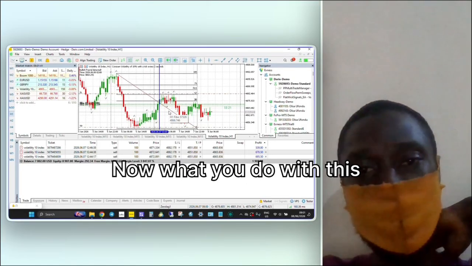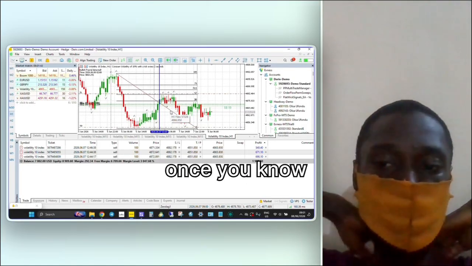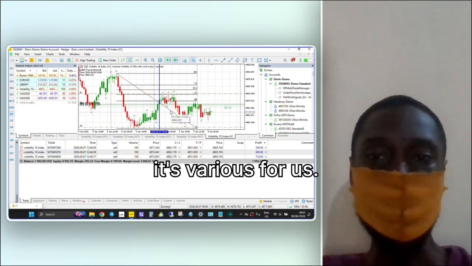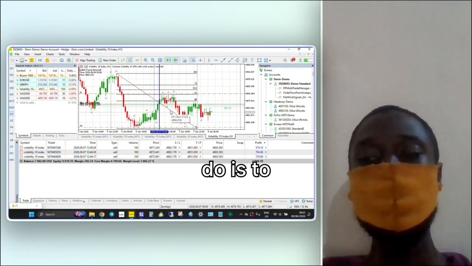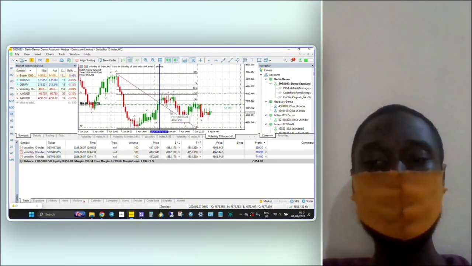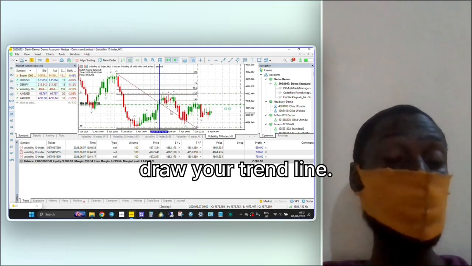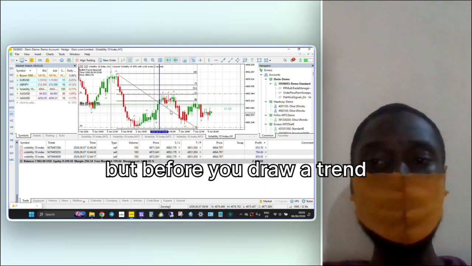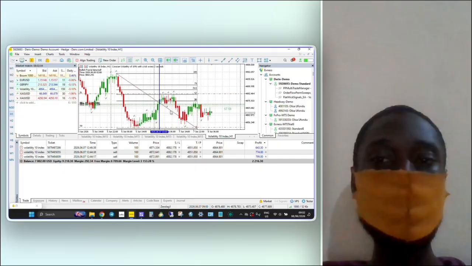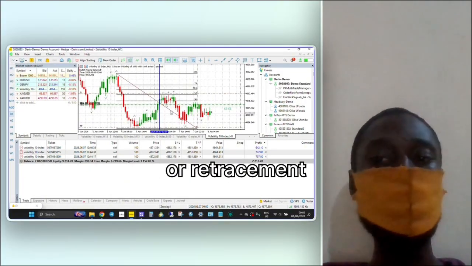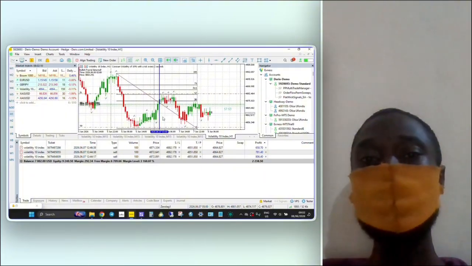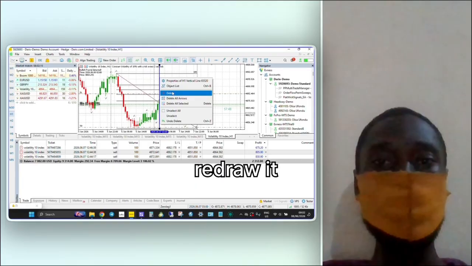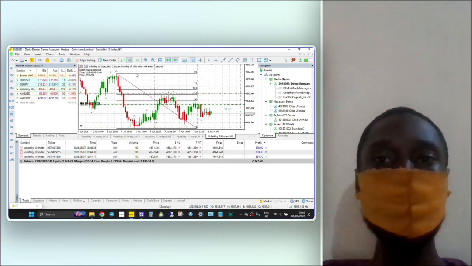Now what you do with this strategy, once you know what your trend is, in this case it's bearish for us, the next thing you're going to do is to draw your trend line. But before you draw your trend line, you have to determine if you are on a continuation or retracement of the market. So let me just remove all of this and redraw it.